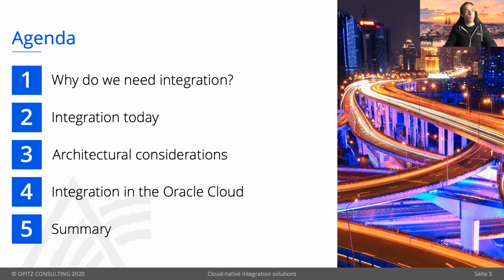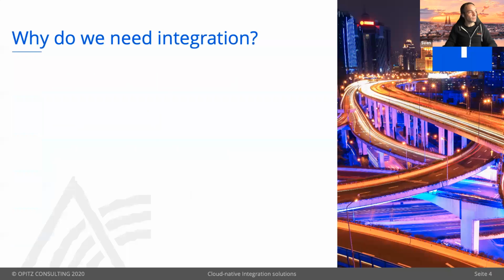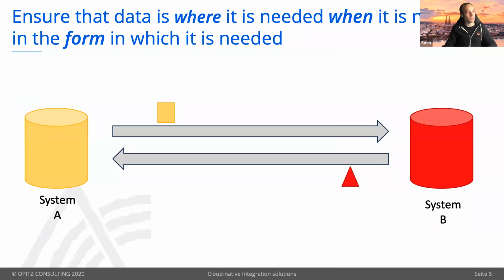So basically, why do we need to care about integration? When I started, it was just about letting system A speak to system B. They have different dialects, so you find some kind of translation between those two systems, between those dialects, and ensure that they can communicate with each other. But today, this definition is no longer valid, or it has changed slightly.